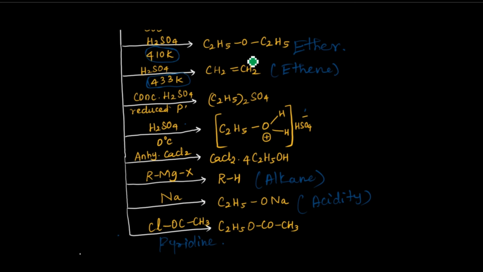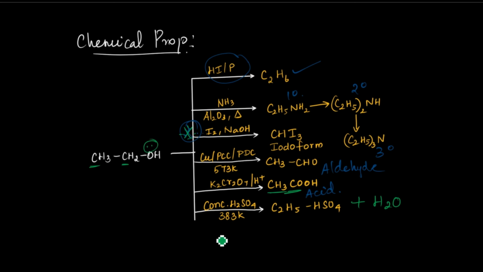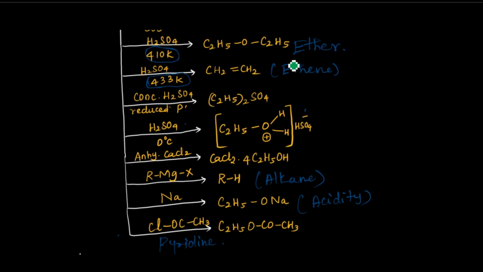Then the remaining reactions, H2SO4 at 410 Kelvin. The last reaction we saw was at 383 Kelvin. Here we are using 410 Kelvin. In that case, it will form ether instead of HSO4 addition, substitution. H2SO4 at 433 Kelvin, it will form ethene. So this differentiation of temperature is very, very important.